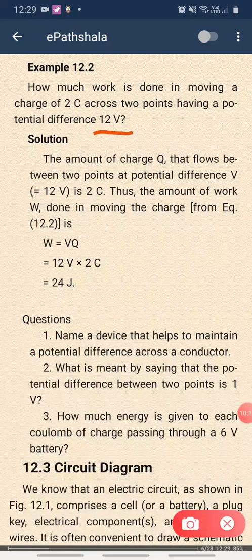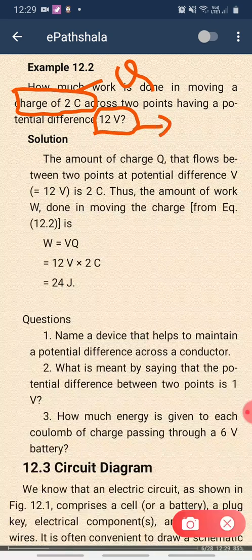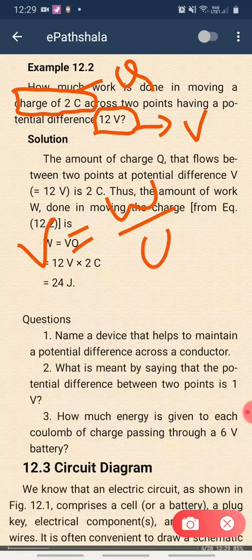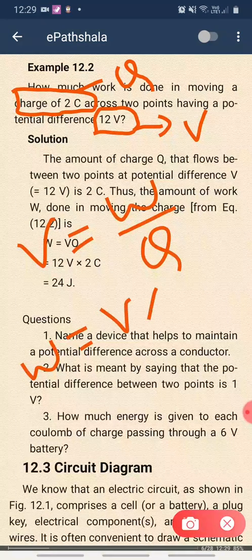You have the potential difference given here, that is 12 volts. You have got the charge. What is the charge? 2 coulombs. This is Q, and this is the value for V. So you know V, the potential difference, is work done per unit charge carried. So work done will be equal to V into Q. So substitute the values and get your answer.